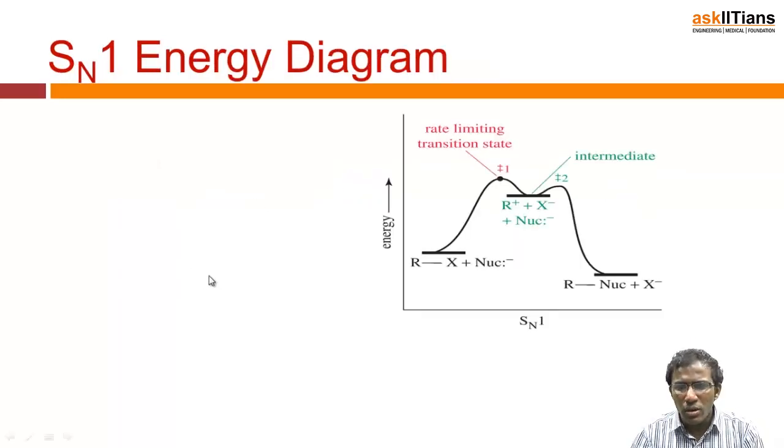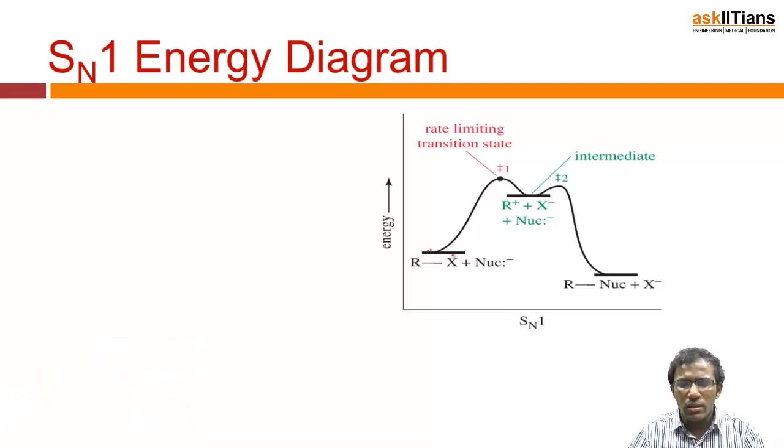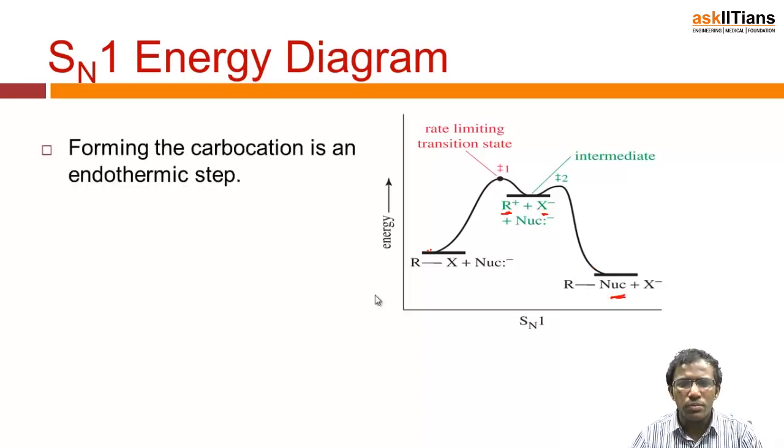So if you see the energy diagram, what are the energy changes that take place during this mechanism? This is the reactants, and it will reach the transition state where this bond is partially broken. After that, this bond will be completely broken, and you will get a less energetic intermediate. This intermediate has the carbocation and halide, and after that the nucleophile will attack this carbocation and you get the products. So this is the energy diagram.